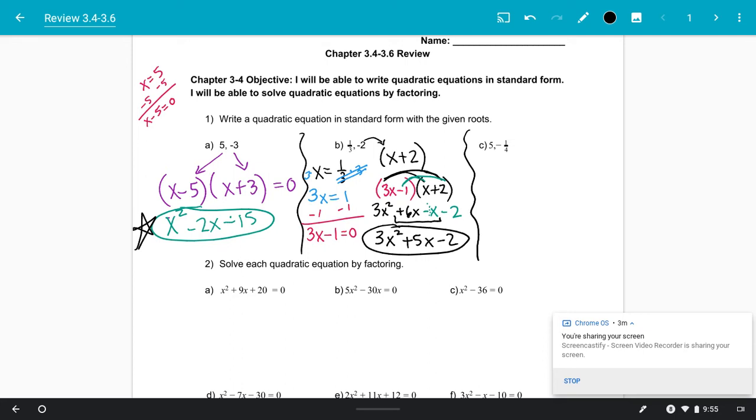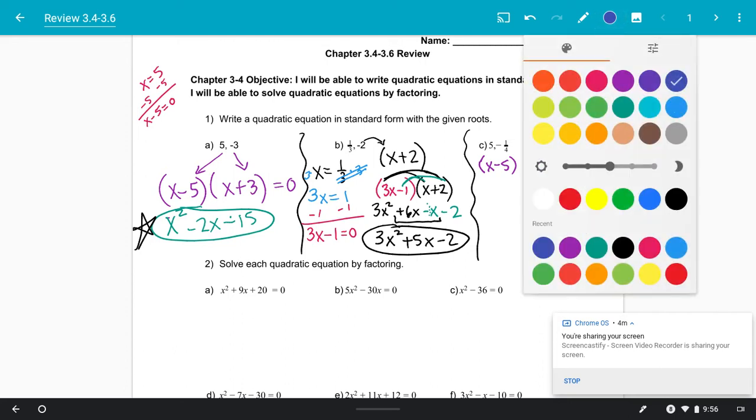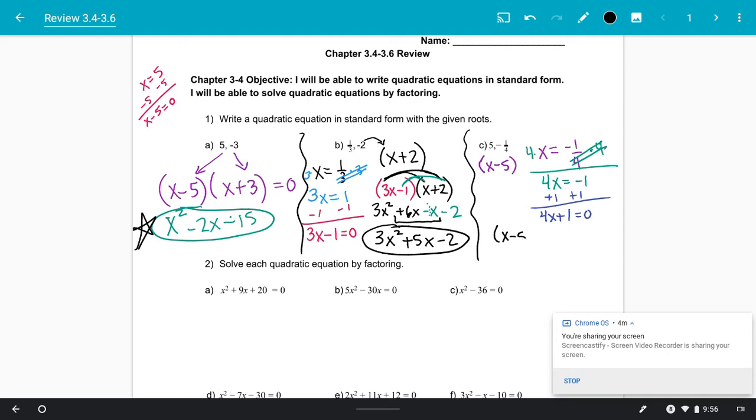Okay, and then similar situation here. We would have for sure x minus 5 to begin with, and then over here, we end up with one that's a little bit more of a pain. So we would start by multiplying by 4 on both sides, and these are gone. You would get 4x equals negative 1, and then you would add 1 on both sides, and you would get 4x plus 1 equals 0. So now we have our two factors, x minus 5 and 4x plus 1.